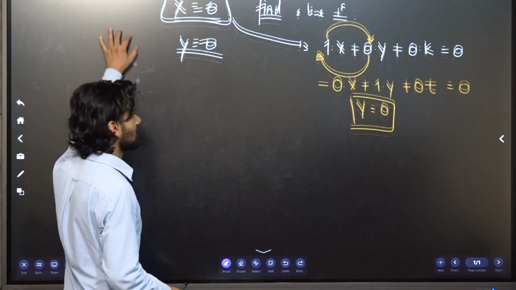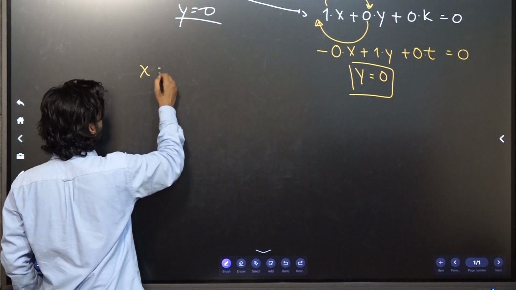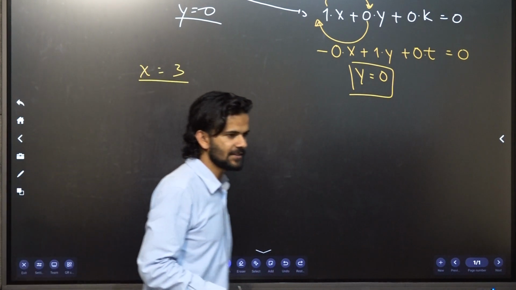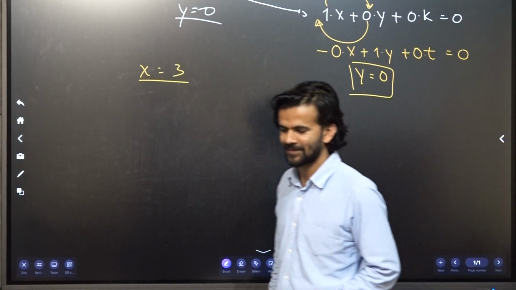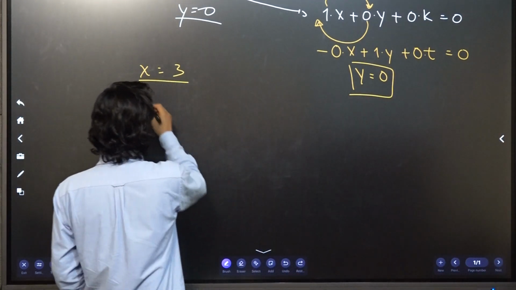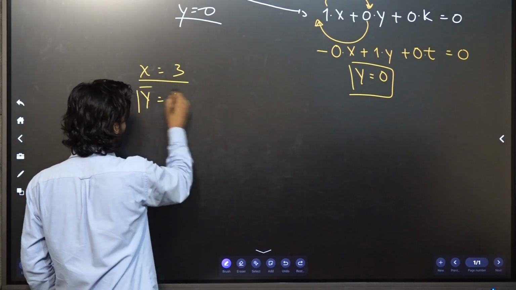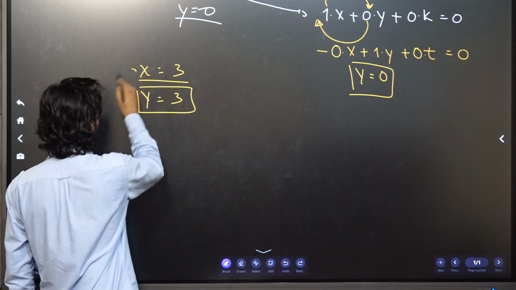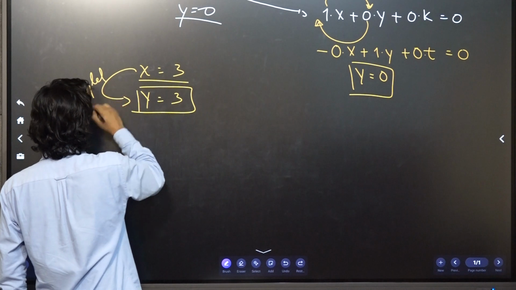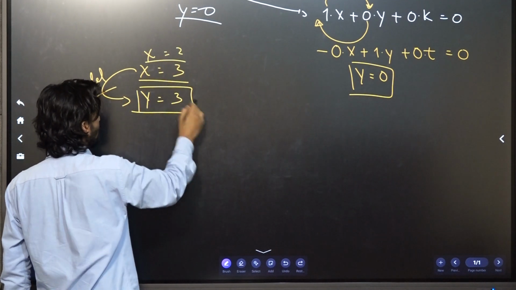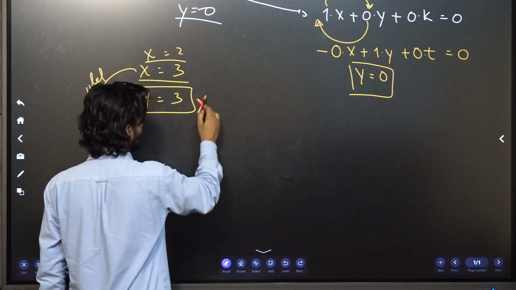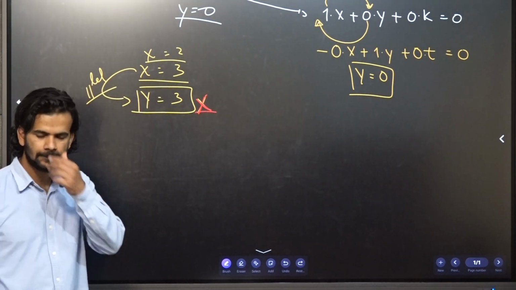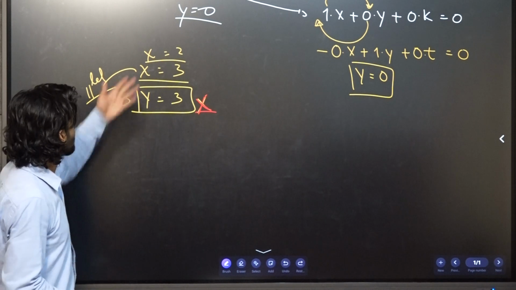Let me ask you another question then. What about x equals to 3? Can you write a line that is parallel to this line? y equals to 3? Let's check. I'm asking you parallel. x equals to 2 is parallel. y equals to 3 is not parallel. This one is parallel.